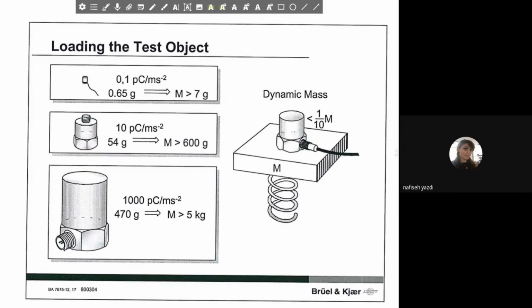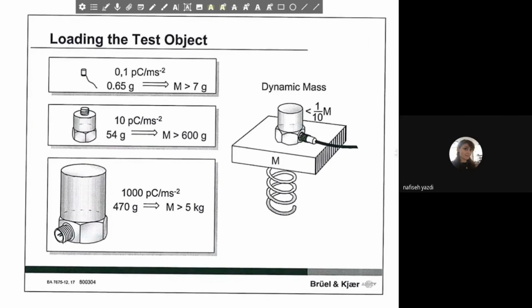This picture tells you the equivalent mass loading because you are adding something to your structure. That is very important when correlating with a numerical model, for example. As you can see, for a very small accelerometer, the top one, with just 0.65 grams, the equivalent mass corresponds to 7 grams when vibrating. The accelerometer with a mass of 54 grams corresponds to 600 grams when accelerating, and so on and so forth. So 5 kilos is just another reference.